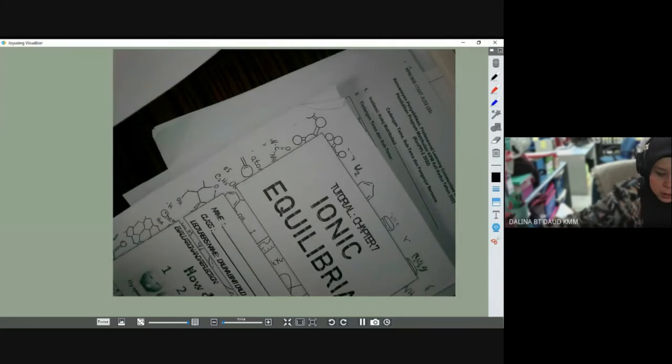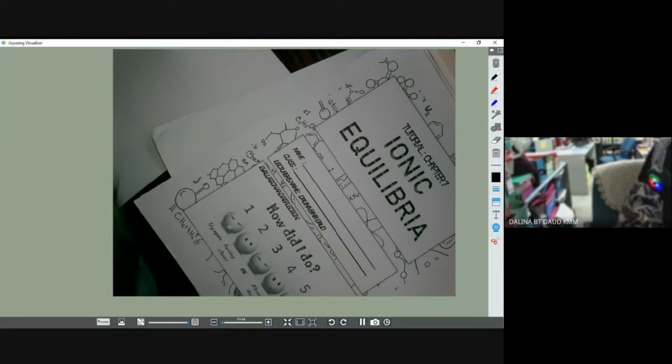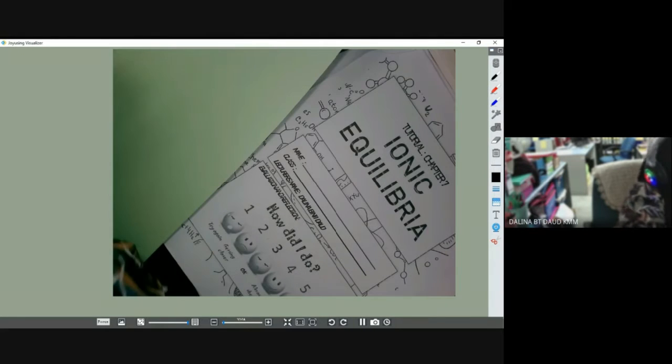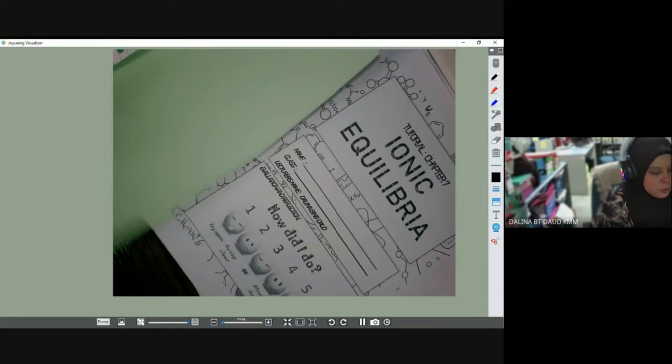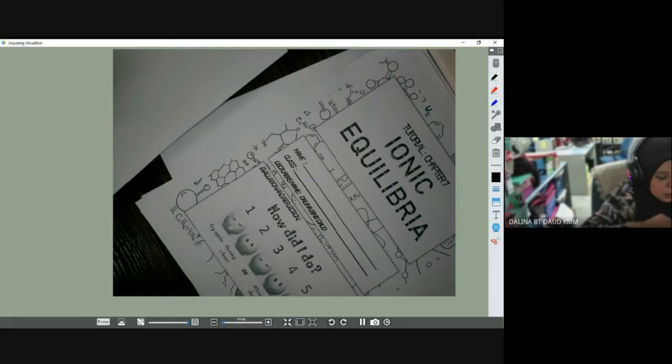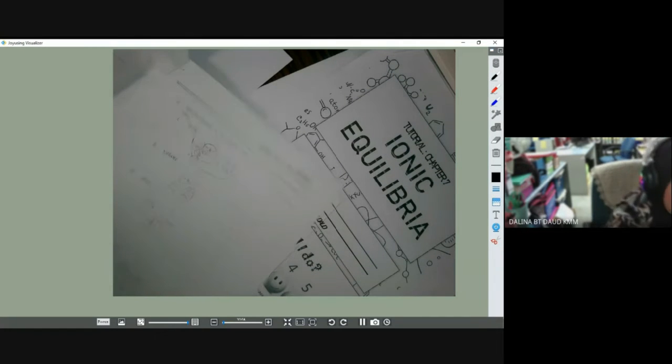So, untuk tajuk yang ionic equilibria ni, kita akan bincang tentang acid dan base. So, untuk permulaan, you have to know what is acid and base. There are 3 definitions that you need to know. Okay, different definitions.